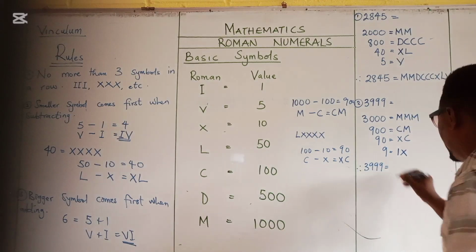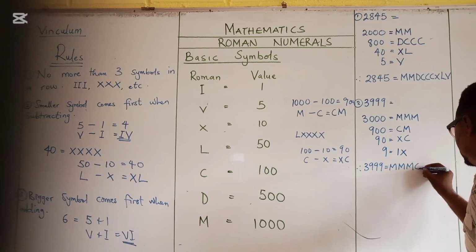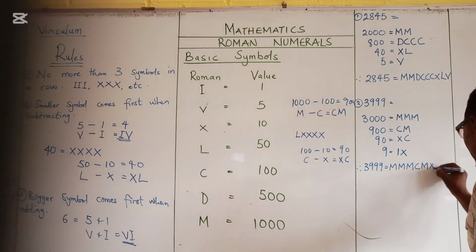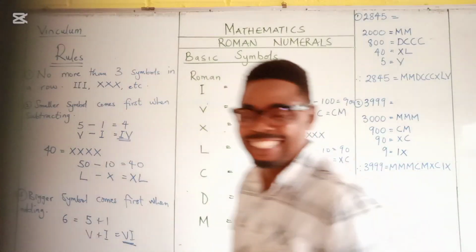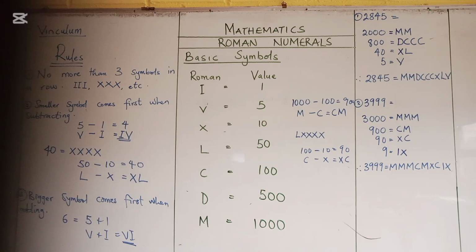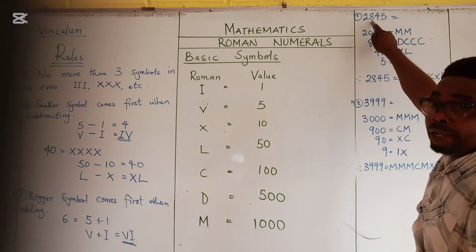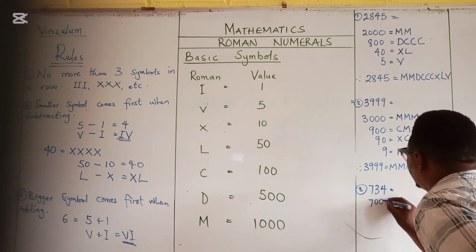So therefore, 3,999 in Roman numeral is MMMCMXCIX. That is Roman numeral. Very interesting and very simple. We are converting Arabic numeral to Roman numeral. Take their place value.